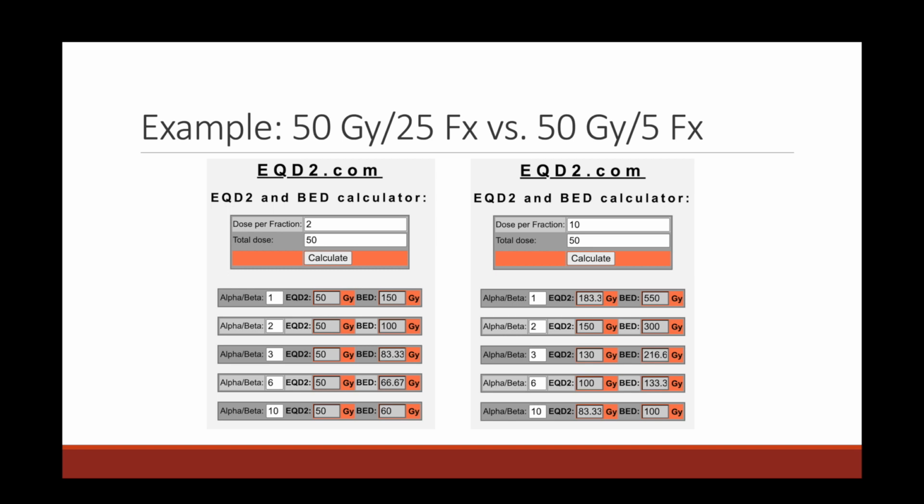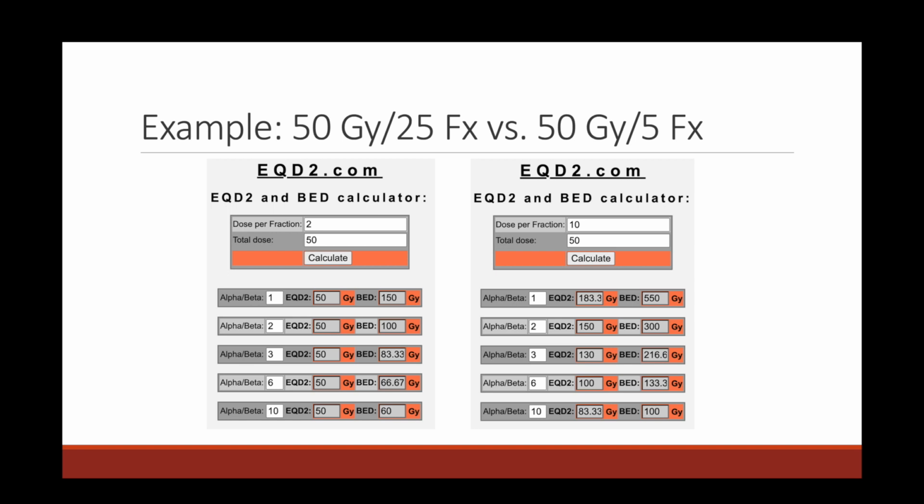At 10 gray per fraction and a total of 50 gray, the BED for a tumor at alpha-beta 10 is 100 gray, but the BED for, say, your spinal cord, if you're using alpha-beta of 2 to estimate the spinal cord radiosensitivity, the BED is 300, so 3 times that of the tumor. And so this is just visual proof that those lower alpha-beta tissues, those late responding tissues, are more sensitive to fractionation.